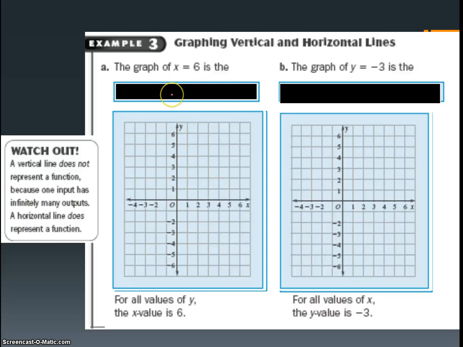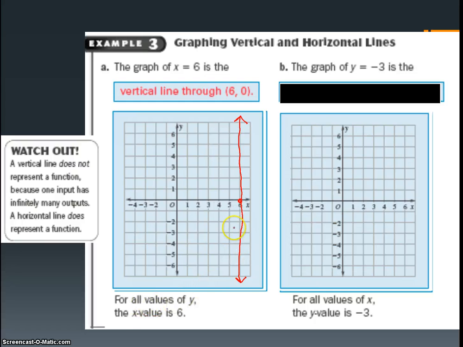X equals 6, again, x equals is a vertical line. We're going to go x equals 6. So on the x-axis, we're going to go to 6 and put a dot. And then, because it's a vertical line, I want to go and draw a vertical line through 6. Don't think of it as horizontal. If I was doing horizontal, I'd be right on top of the axis. So that's how you can tell whether or not you drew the correct line.